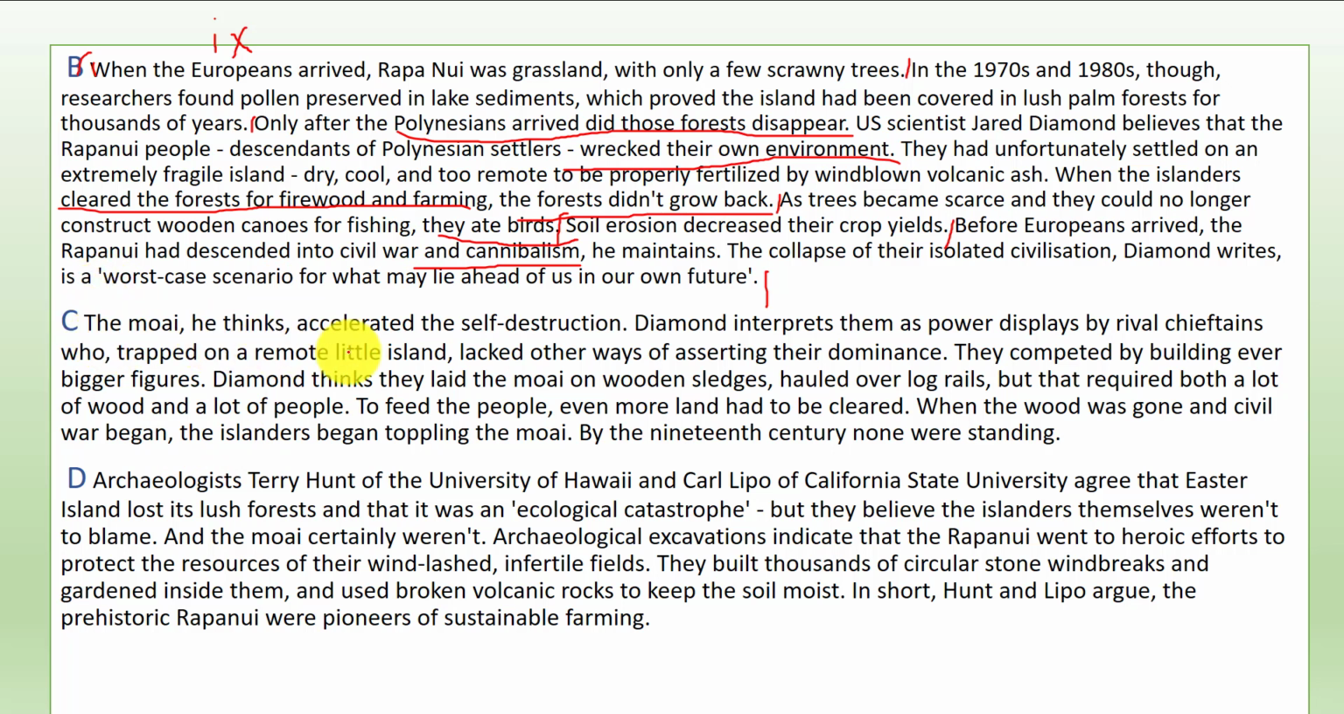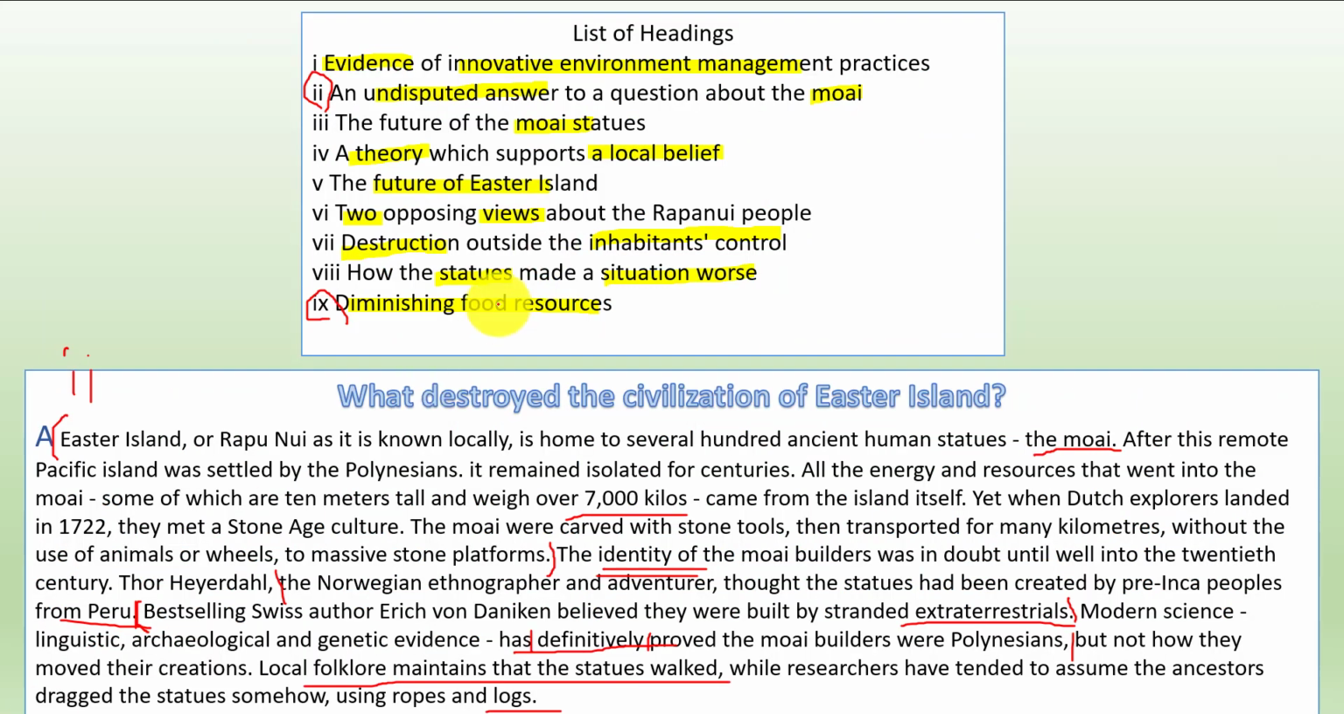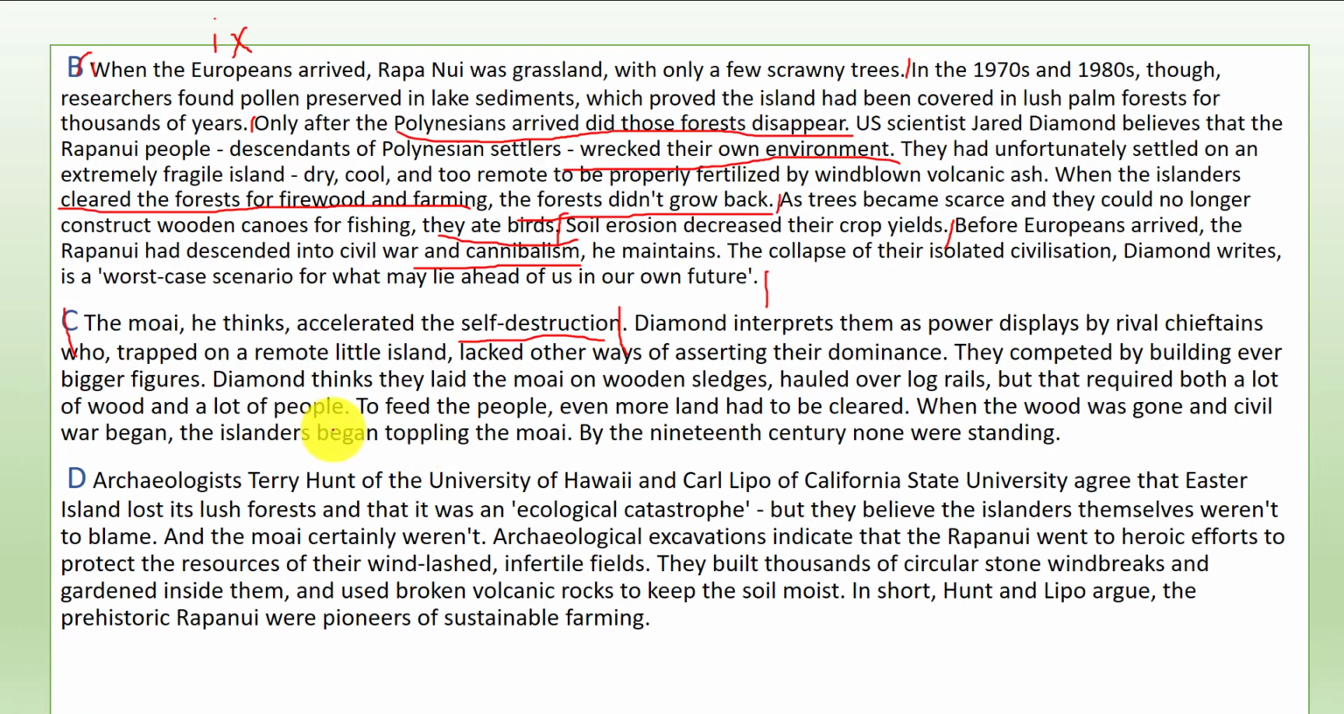The Moai signs accelerated self-destruction. Okay, just stop here. This is a topic sentence with one of our keywords, self-destruction. Let's go back to our headings. Destruction outside the inhabitants' control. Okay. Now let's check if it is outside of inhabitants' control or not.